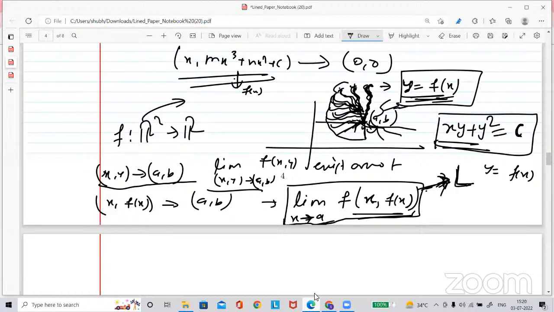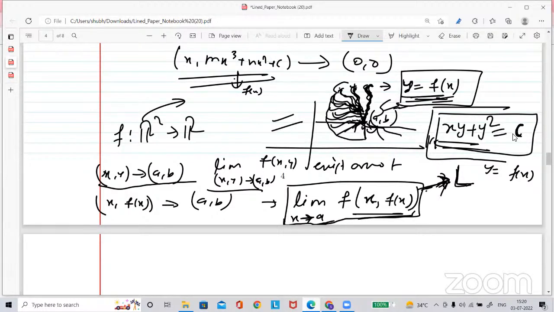Is it clear to all of you? Am I audible? The last part, xy plus y squared equals c, can you repeat that, sir, please? Yeah, I will repeat. But if you remove this portion, is it clear what we just discussed? Previously, before that, is it clear to all of you?